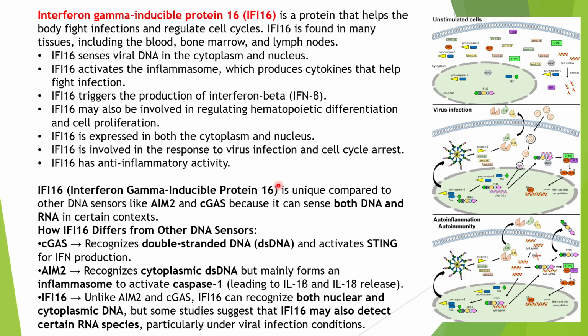AIM2 does. So basically, you have three DNA sensors that were given there, which were AIM2, cGAS, and your IFI16. Out of these, the major things to remember: cGAS recognizes double-stranded DNA. AIM2 also recognizes double-stranded DNA in the cytoplasm, but it also helps in the formation of the inflammasome. And IFI16 recognizes both DNA and RNA in certain contexts. So it is one of its unique characteristics.